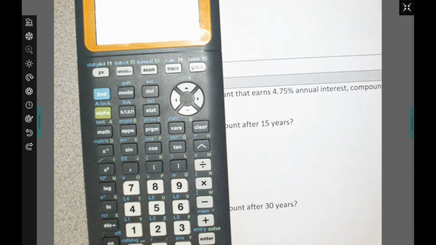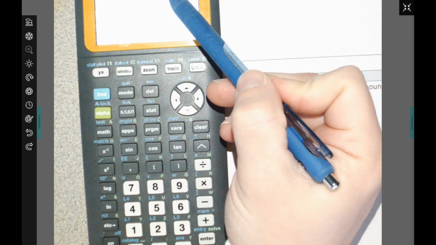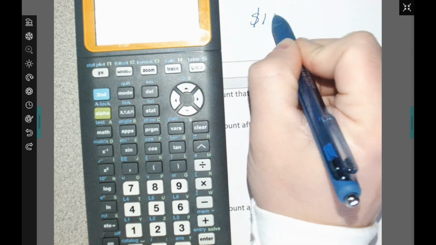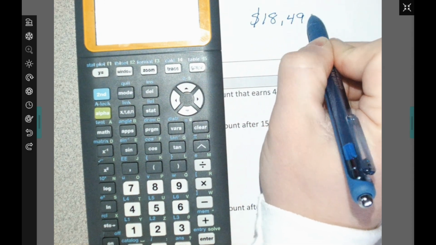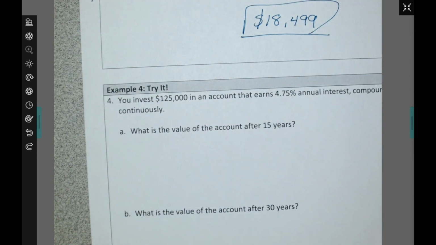For this, they want it to the nearest dollar. So to the nearest dollar, just going to the nearest whole number, we would be rounding up to $18,499. And that is it for section 6.2.